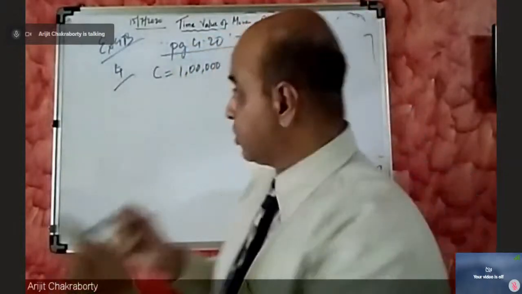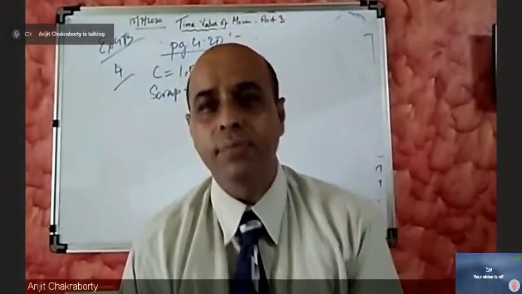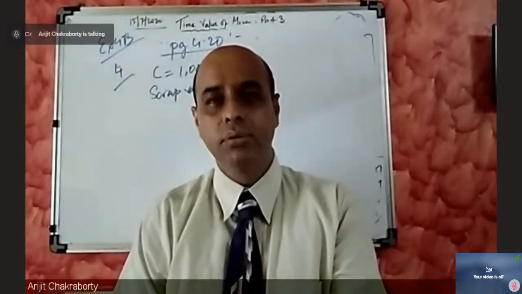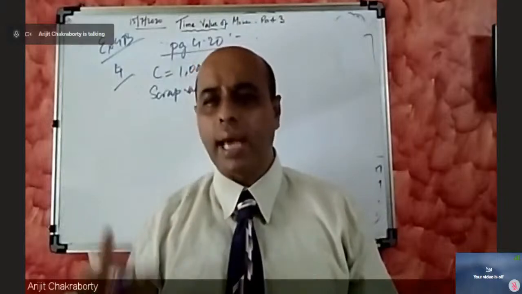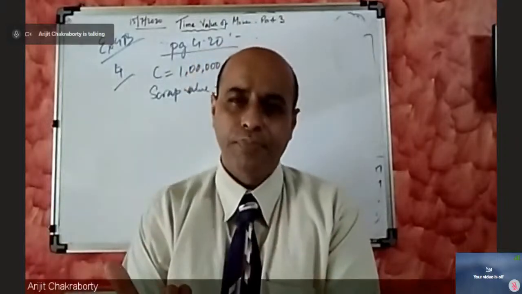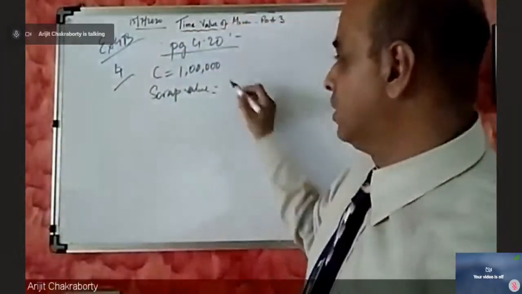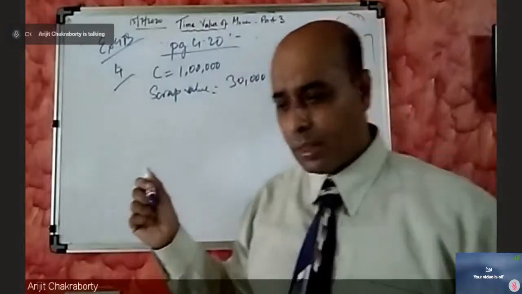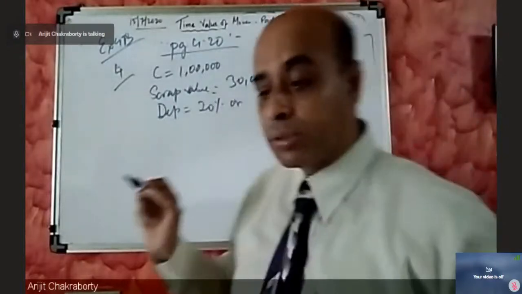Now the original cost is given. The scrap value. What is scrap value? Scrap value means at the end of the useful life of the machine, what will be the recoverable value? In Hindi we use the term kachra, scrapped. So the machine, after continuous use over the life of the asset, ultimately becomes scrap, kabadi. So it has to be sold, it has to be disposed of. The scrap value is 30,000. The original cost is 1 lakh. And the depreciation is 20% on reducing balance.